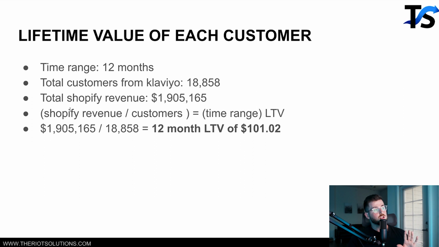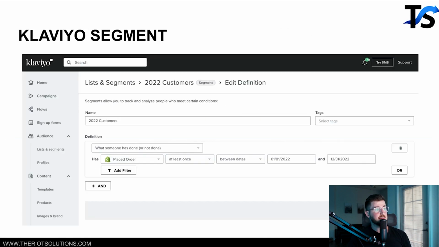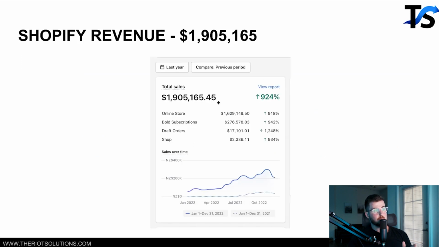Now, if you're not on Klaviyo, you can use whatever email software you have and figure out the same way to do the same. Now, total Shopify revenue needs to be over the exact same time range, so between January 1st, 2022, all the way to December 31st, 2022. For this particular brand we're working with, we did $1.9 million.